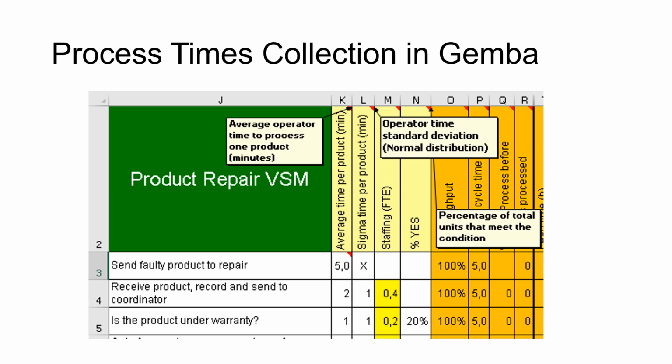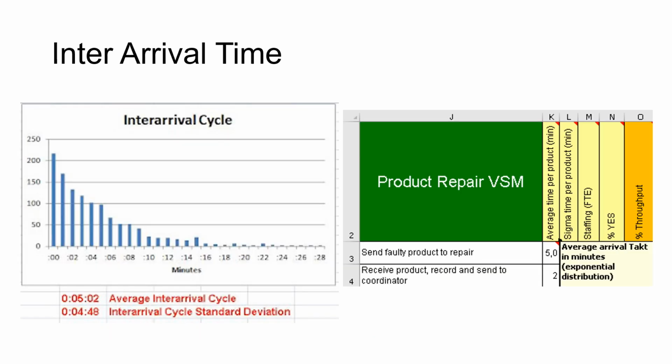We enter average process times in column K and standard deviations in column L. We enter the % of yes data in column N. Average time to receive a product is 2 minutes and its standard deviation 1 minute. On average, 20% of products received for repair are under warranty. Average inter-arrival cycle is 5 minutes, therefore, this is the tact required for our complete repair line.